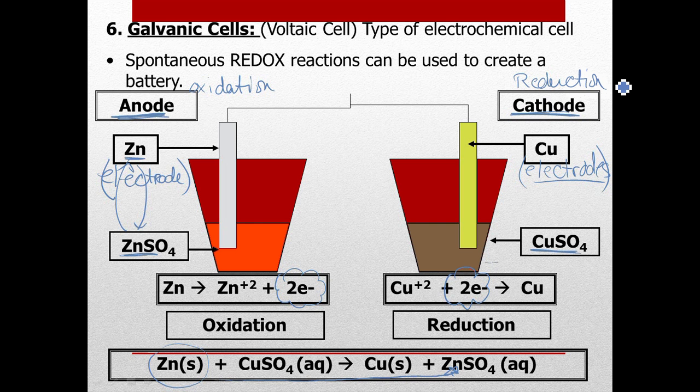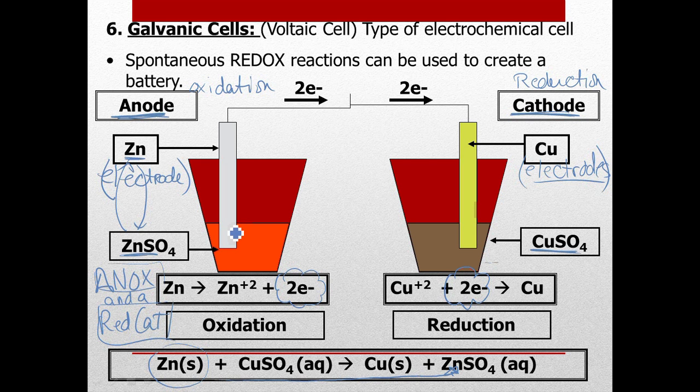And you can remember that there's a mnemonic. It's called An Ox and a Red Cat. Okay? Anode is where oxidation occurs. Reduction is always at the cathode. Okay, so An Ox and a Red Cat. Now, the electrons always go from where they're lost, the oxidation or the anode, towards the cathode. So the electrons are going in that direction. Let's take a little bit of a closer look at where these electrons physically come from.